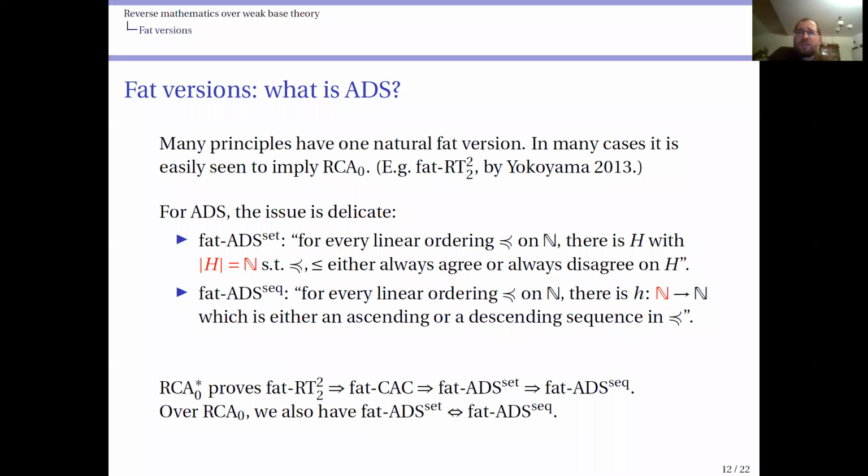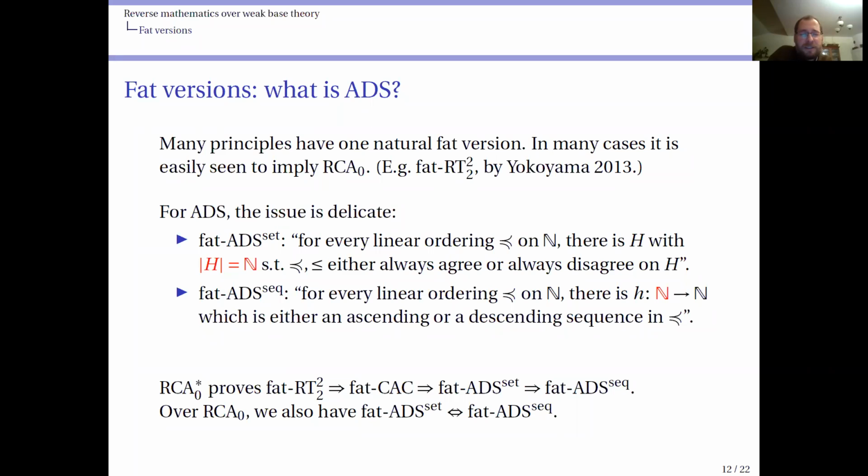The fat versions, just to remind you, say that for any instance of a theorem, typically a coloring, there is a witness to the existential quantifier, so some sort of homogeneous set that's required to have full cardinality. So not only cofinal in the natural numbers, but of the cardinality of the full natural numbers. So most of these principles I mentioned have one obvious fat version. It's clear what the fat version of the principle should be.